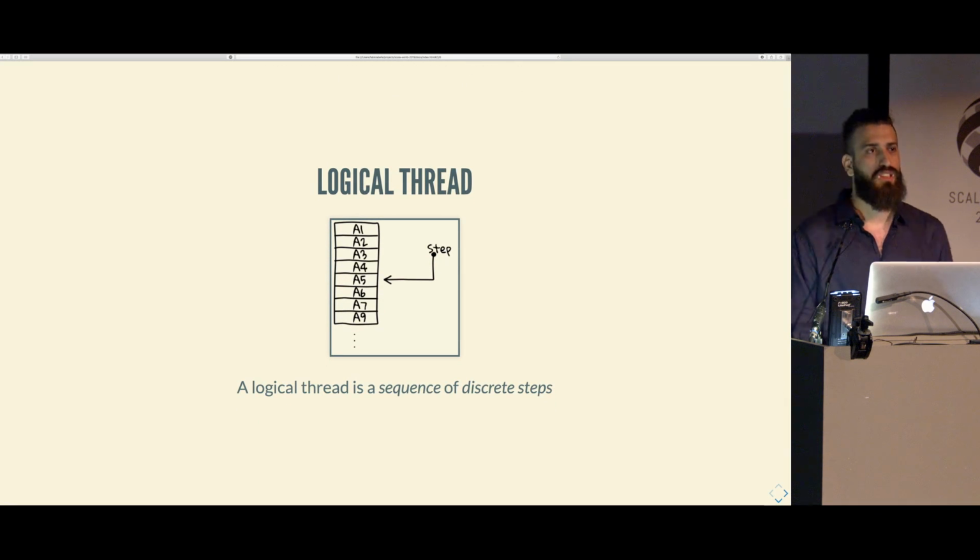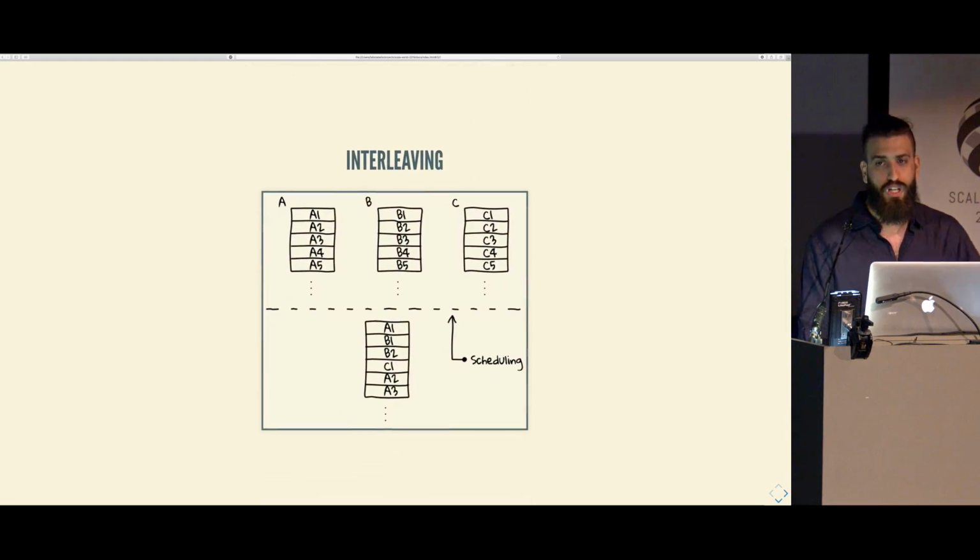So let's define a logical thread then. It's a very simple definition. A logical thread is just a sequence of discrete steps. Even though this might seem quite trivial, it's important to define that the steps are discrete, because once you have a discrete step, you can think about the concept of interleaving. It's going to look like that. We have 3 logical threads, A, B, and C. And those steps are interleaved. So you get A1, B1, B2, C1, A2, A3. So they all interleave together.